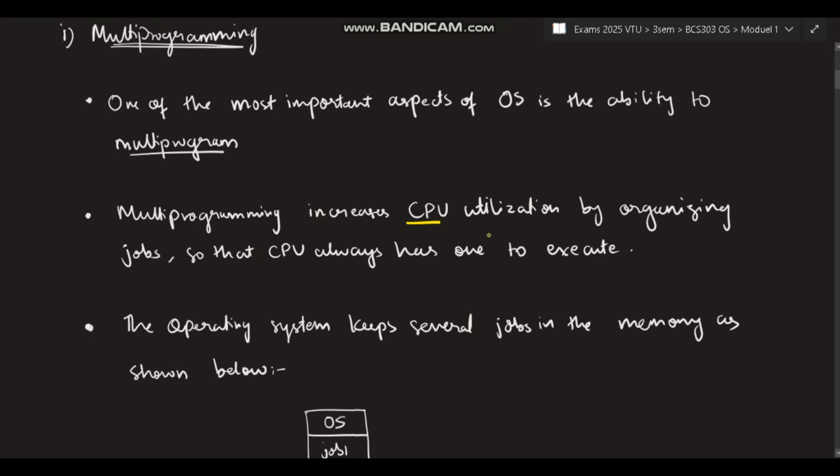Multi-programming increases the CPU utilization by organizing the jobs, so that the CPU always has one to execute. CPU has to complete some tasks, and if some task is on hold at some time, but the jobs are organized in such a way that every time one job is there which the CPU is executing, that will save a lot of time. So we will be able to execute more tasks in less time. That is what is called multi-programming. You set it according to the execution, so that the CPU is always executing some task or the other.